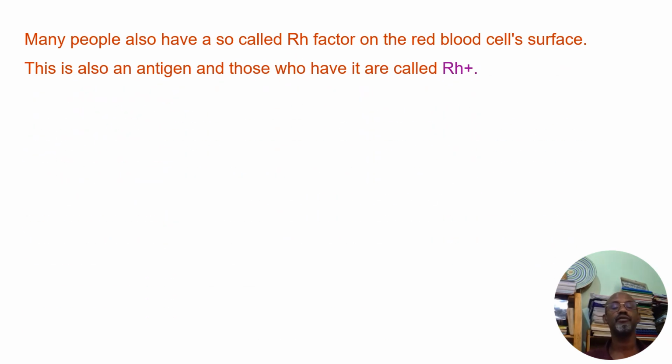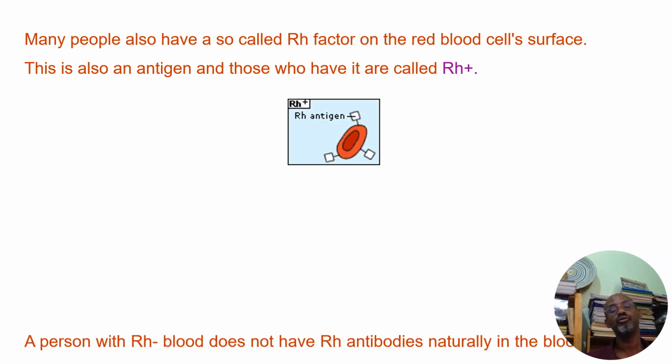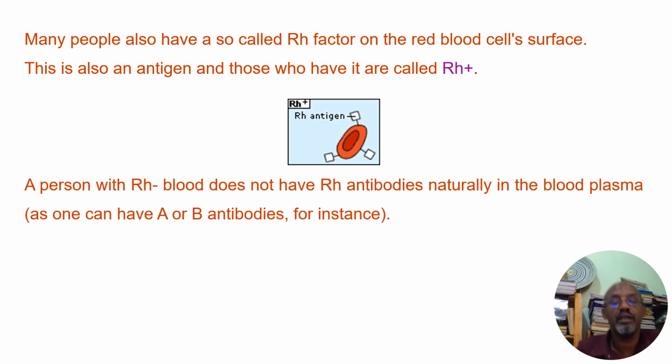Many people also have the so-called Rh factor on the red blood cell surface. This is also an antigen, and those who have it are called Rh plus. Those which do not have this Rh factor or antigen are known as Rh minus. Therefore, those who are Rh plus do not have anti-Rh antibodies. Those with Rh minus do have anti-Rh antibodies in their plasma.